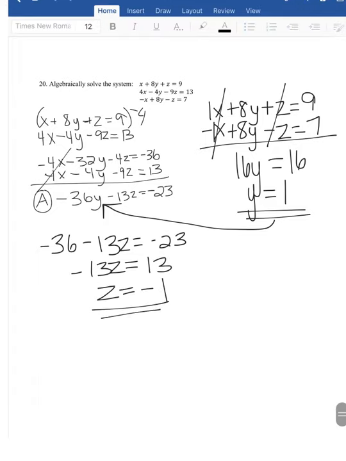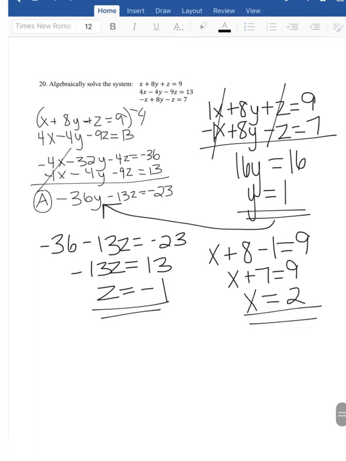Now I take this and I plug that into one of my originals. So if I just do the first one, I have x plus 8 times 1 is 8 plus z is -1 equals 9. So x plus 7 equals 9. Subtract 7, x is equal to 2. So my final answer here is 2, 1, -1. Okay? It gets parentheses around. Don't put brackets around it.